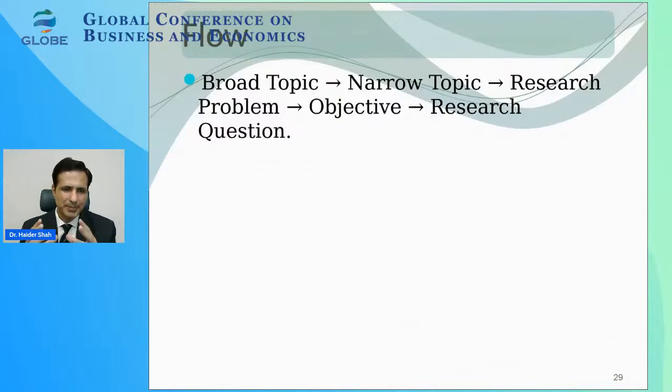So from a broad topic, you try to narrow down the topic. I will discuss how we can narrow the topic from broader to narrow one. And then from the narrow topic, we try to investigate one research problem. That research problem is actually going to generate the research objectives and research questions for us. So this is the exact flow from broader topic to the research question, because ultimately what we are going to study is our research questions. We need to answer the research question.